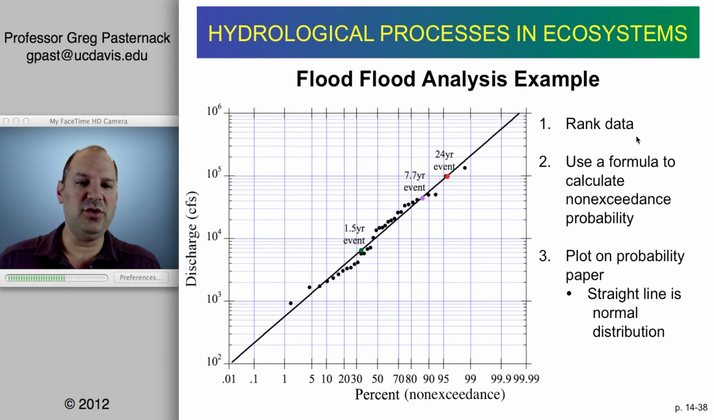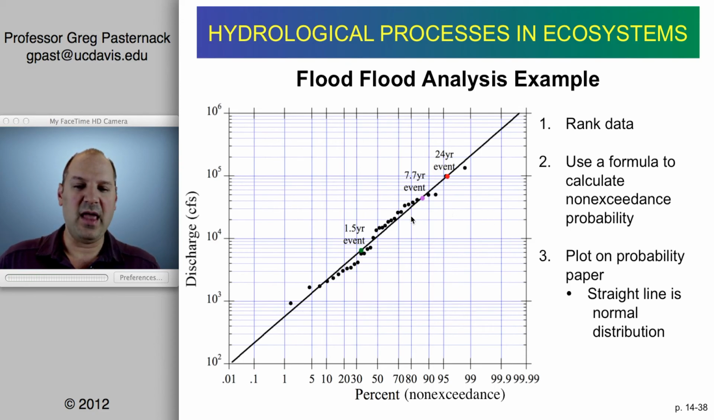But in general, what you do is you take your data and you sort it from the smallest event to the largest event. And when I say rank, you say, yeah, rank 1, 2, 3, 4, 5 from largest to smallest. Then there are formulas that can calculate the non-exceedance probability on the basis of the ranking. That's not something that we're going to do in this class, but if you're interested in that, that's commonly covered in a variety of hydrology textbooks.